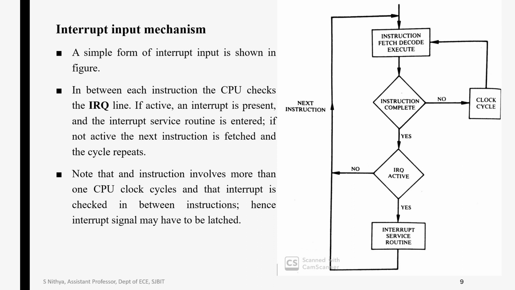In between each instruction, the CPU checks the IRQ line to see if an interrupt is present or not. If active, the interrupt service routine is entered. If not active, the next instruction is fetched and the cycle repeats. Note that instructions involve more than one CPU clock cycle and the interrupt is checked in between instructions, and hence the interrupt signals may have to be latched.